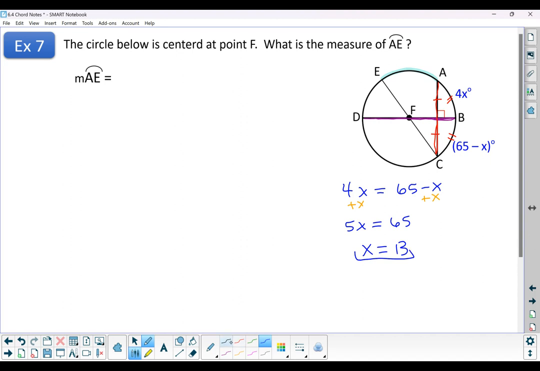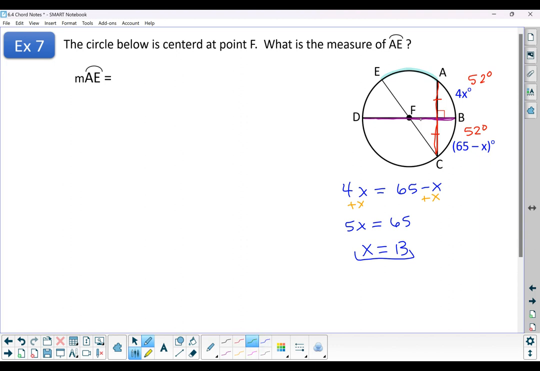Well, now that I know x, I can calculate the actual value of those arcs. So since this is 4 times x, that would be 4 times 13. So this arc up here is 52 degrees. 65 minus 13 is also 52 degrees. Those two are the same, remember?